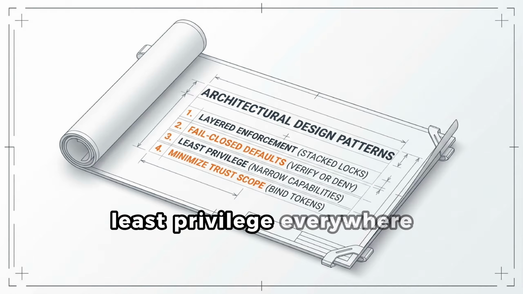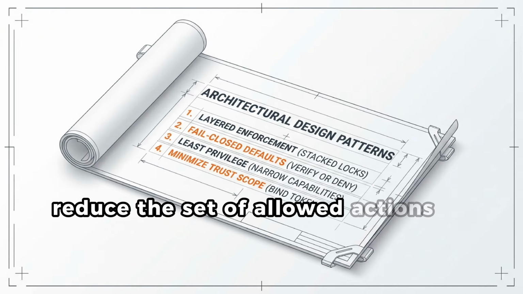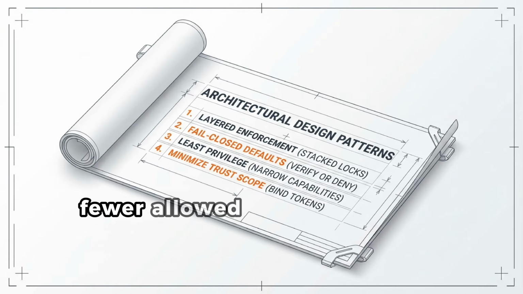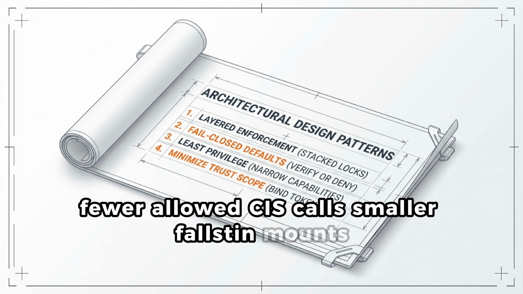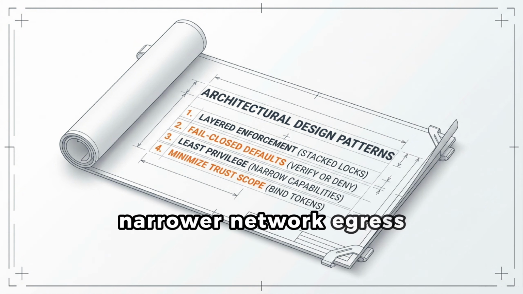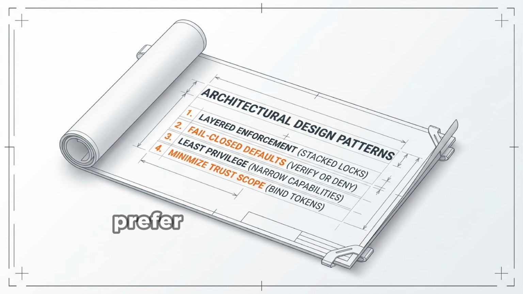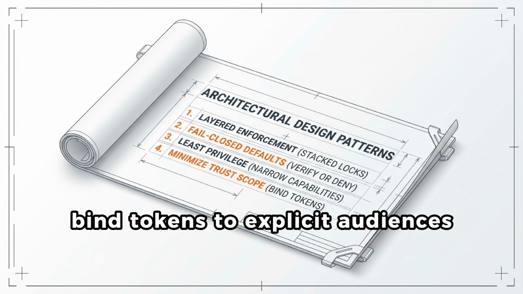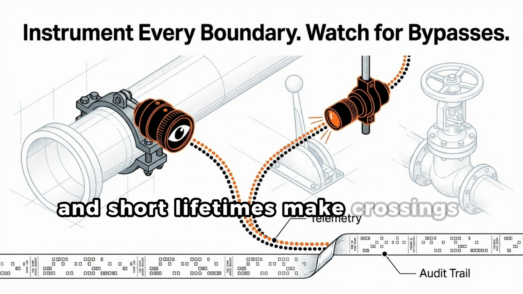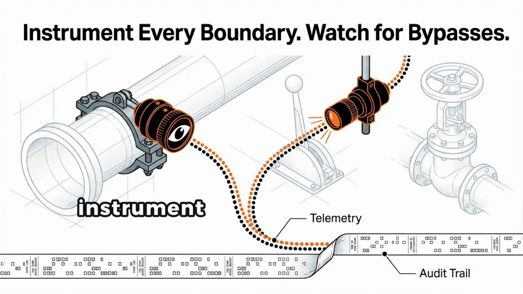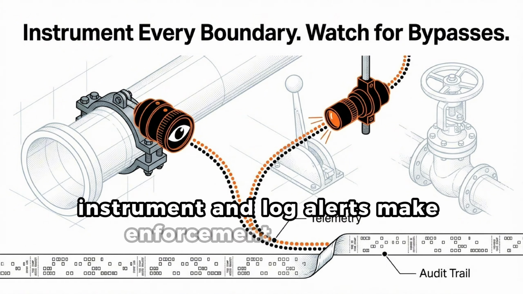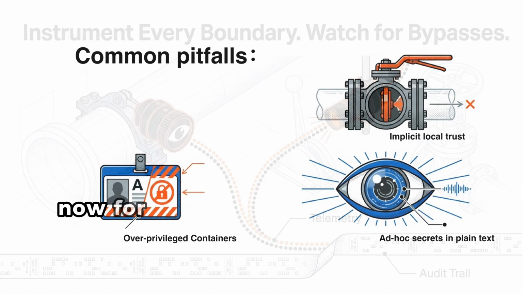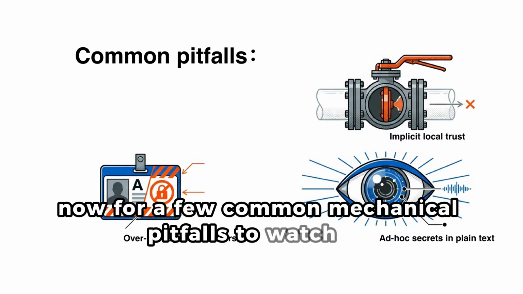Least privilege everywhere. Reduce the set of allowed actions at each boundary. Fewer allowed syscalls, smaller filesystem mounts, narrower network egress. Minimize trust scope. Prefer narrow capabilities over broad root-like privileges. Bind tokens to explicit audiences and short lifetimes. Make crossings observable. Instrument and log. Alerts make enforcement actionable. Now for a few common mechanical pitfalls to watch for.